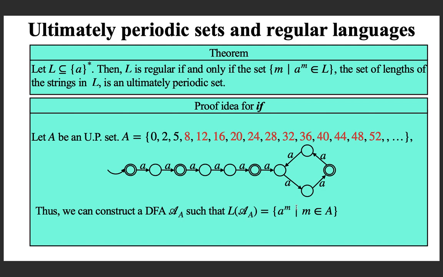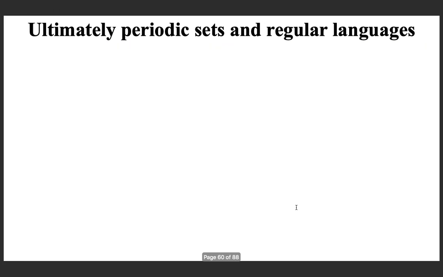So what we proved is that if you look at a single alphabet language, the language is regular if and only if its length set is ultimately periodic. Now we are going to generalize this for any regular language. It may not be on a single alphabet set, it can be on any alphabet set. We can see what we can do.